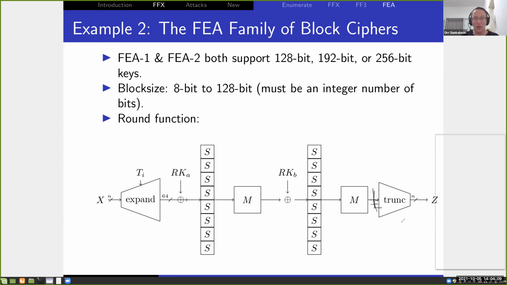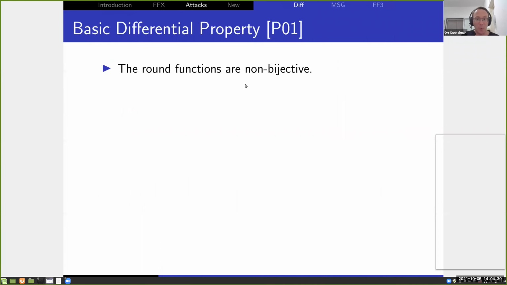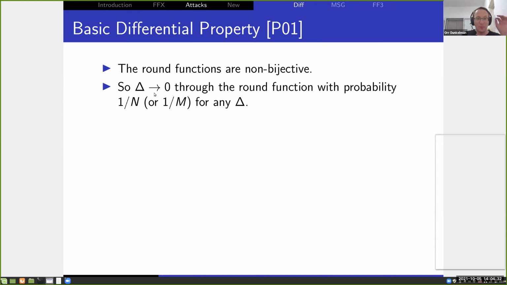And I need all of you to agree with me on that part, because otherwise we can end the talk now. Okay, we all agree it's a random function? Speak now or forever hold your peace, or wait for the Q&A at the end. Okay, good. So we all agree this is the situation. So that means that if you put some input difference into the round function, with probability 1/n, you're going to get a 0 output difference.